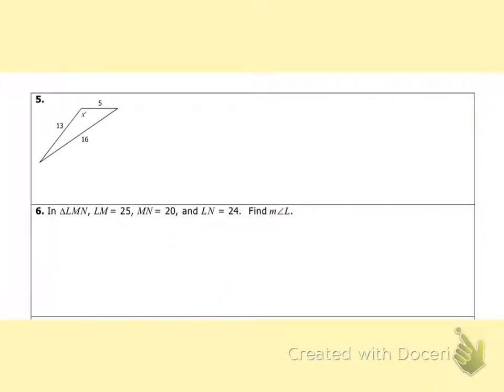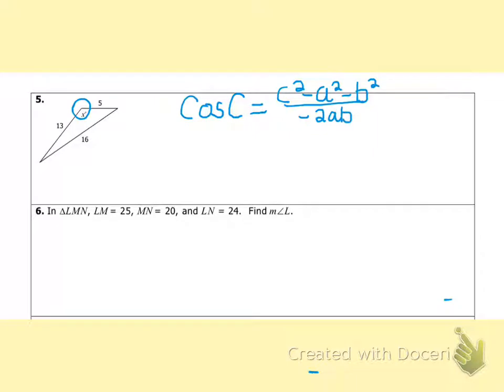So here's the missing angle. We're trying to find this angle x. When we write that formula, it's a good idea to rewrite it a couple times just so you get used to the formula. So that's cosine of C equals c squared minus a squared minus b squared all over negative 2ab.